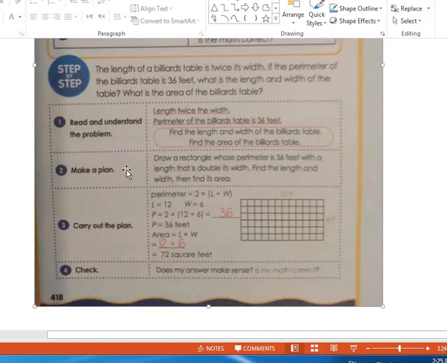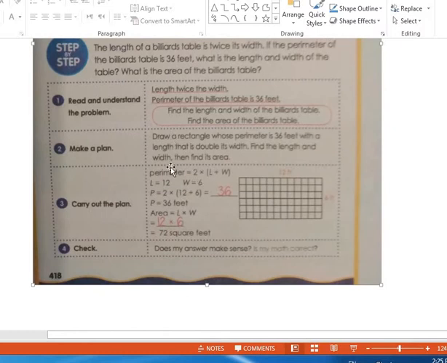Make a plan. Second step. We should follow the steps. Draw a rectangle whose perimeter is 36 feet with a length that is double the width. So L will be 2W. So find the length and width, then find its area. This is the whole plan. Carry out the plan. Implement the plan.